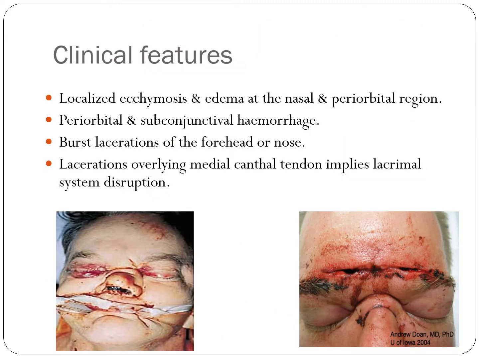So the clinical features: NOE fracture presents localized at the nasal and periorbital region, with periorbital edema and subconjunctival hemorrhage, laceration of the forehead and the nose, and laceration overlying the medial canthal tendon that impedes the lacrimal system. There will be lacrimal obstruction. Subconjunctival hemorrhage will be there. A lot of lacerations may be noticed in this type of NOE fracture.